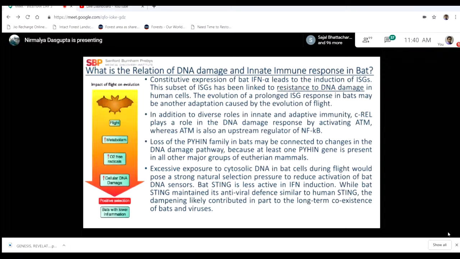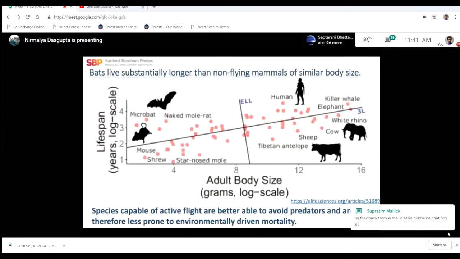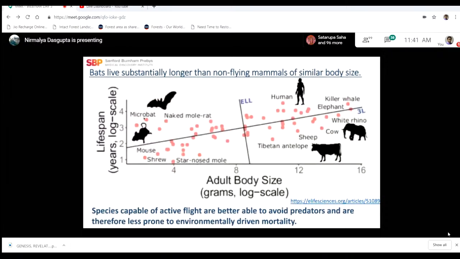And what is the main theme of that? Because bats can fly. That is the main theme, as I told earlier. And as I mentioned in my previous slide, I am presenting it again: bats live substantially longer than non-flying mammals of similar body size. You can see the microbat and mouse here, and microbat here, and human here.